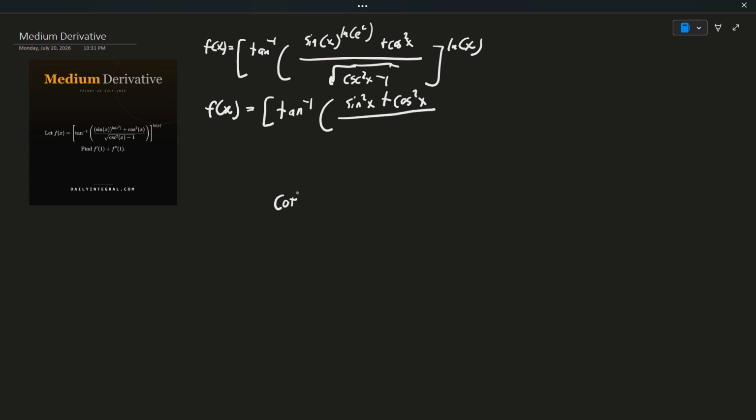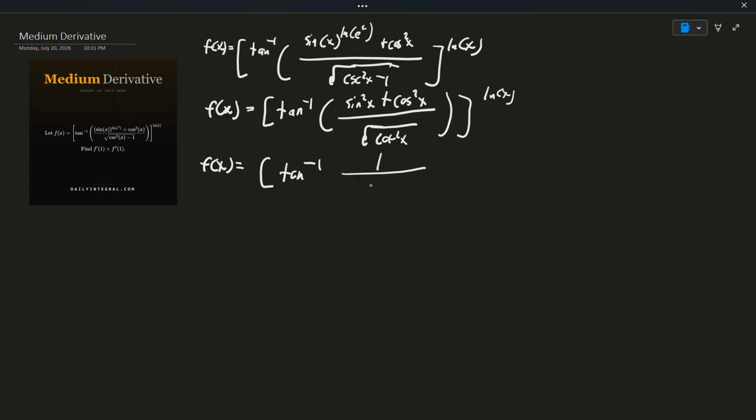But remember from our trig identities that cotangent square of x plus 1 is equal to cosecant square x. So cotangent square of x is equal to cosecant square of x minus 1. So we're going to replace that with cotangent square of x. Now all that is to the power ln of x. Next, we're going to replace sine square of x plus cosine square of x as 1.